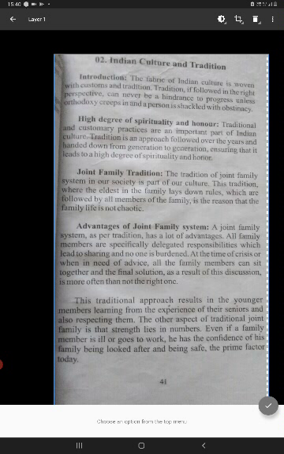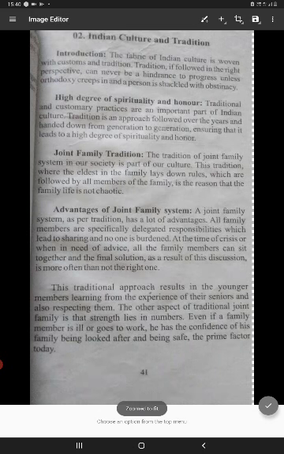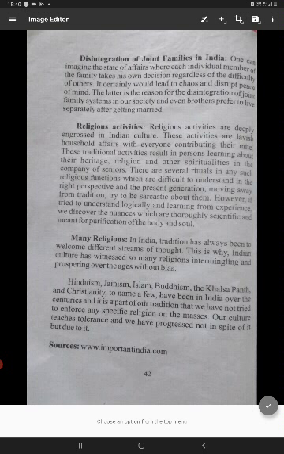This traditional approach results in the younger members learning from the experience of their seniors and also respecting them. The other aspect of the traditional joint family is that strength lies in numbers. Even if a family member is ill or goes to work, he has confidence of his family being looked after and being safe, the prime factor today. And another feature of the joint family system is that there is unity in the joint family, as well as other members in the family to take care of the children.